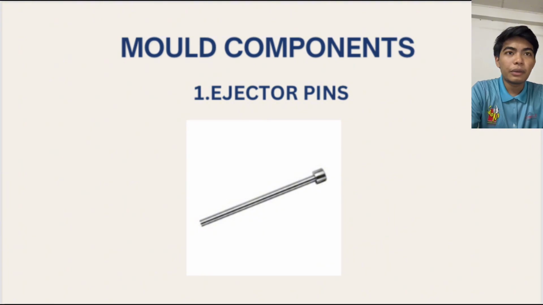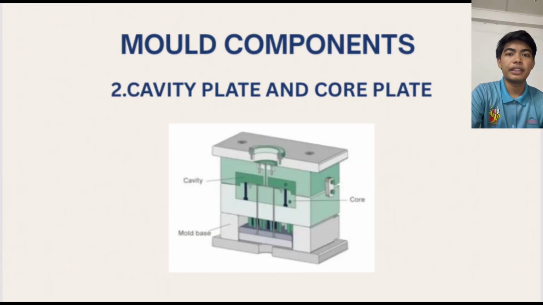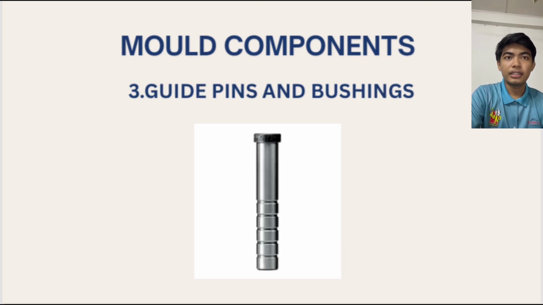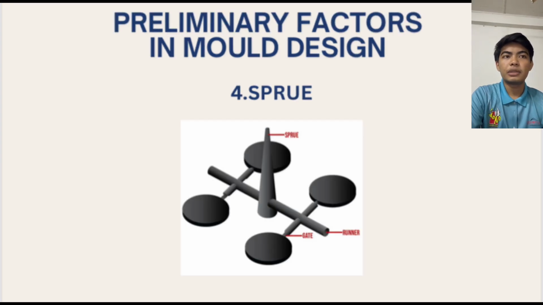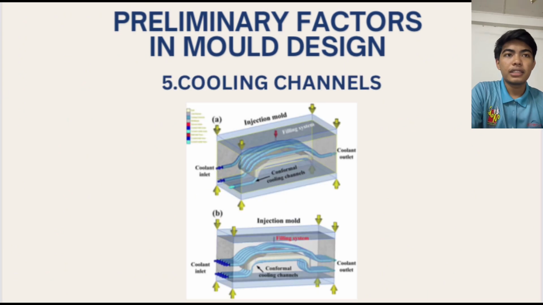And now I present about mold component. First is ejector pins, and second is cavity plate and core plate. Third is guide pins and bushing, and fourth is sprue bushing, and fifth is cooling channel.